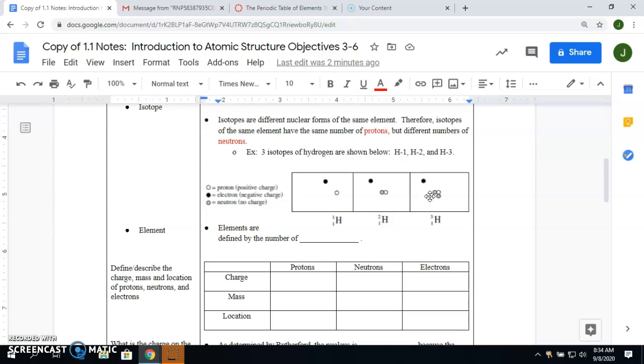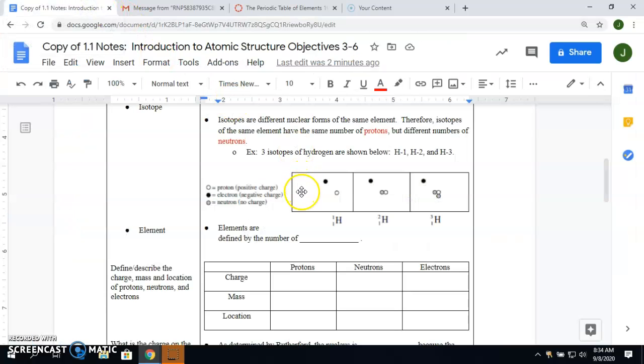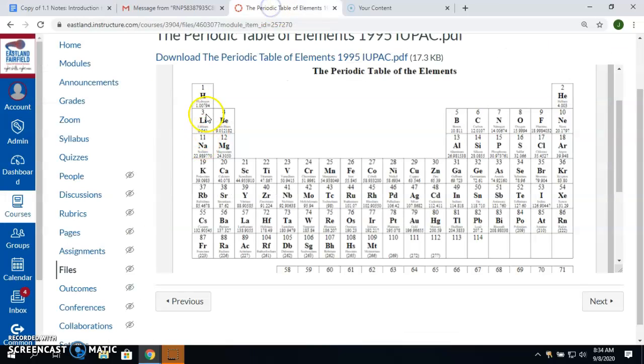So we might ask the question, given that the average atomic mass for all hydrogen isotopes is 1.00794, how do we get from this information right here to this information, which is average atomic mass right here? We're going to take a look at one practice problem.